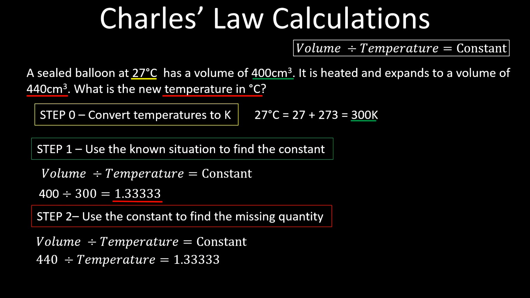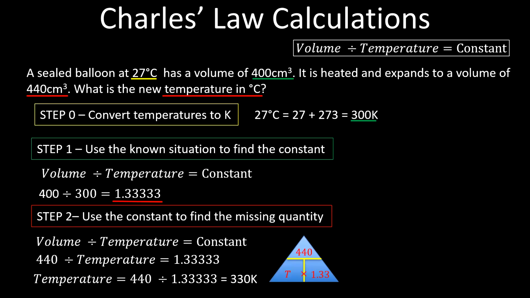Step 2, again, we just use the new volume and the constant we worked out in part 1 to work out the new temperature. If you're not happy with rearranging things, especially when the quantity we're after is on the bottom of the division, you can use the little triangle method. So the 440 goes in the top because it's on the top of the division here, and temperature in the bottom because it's the bottom of the division, and then the constant in the remaining space. Cover up the temperature, and that tells us that what we need to do is 440 divided by 1.33 to give us 330 Kelvin for the temperature.